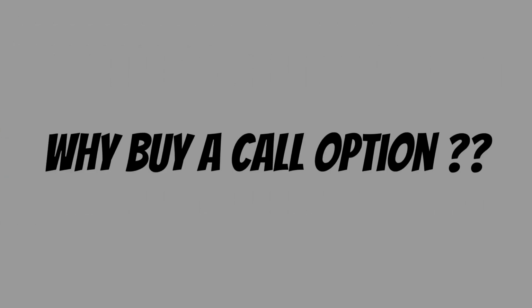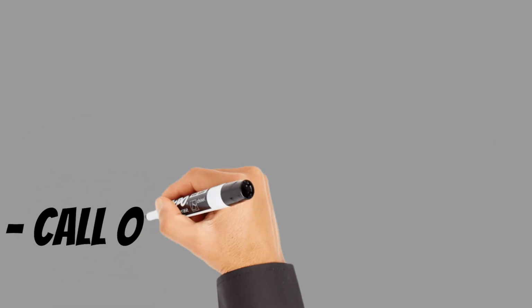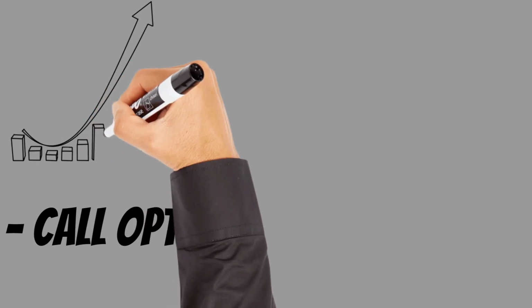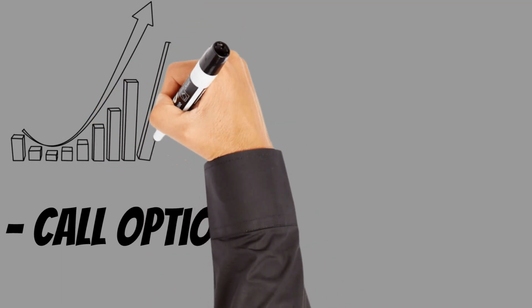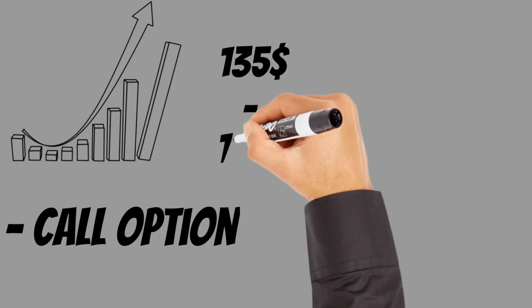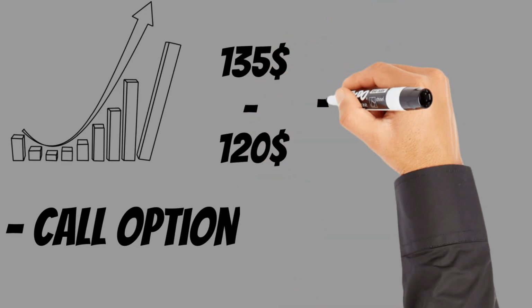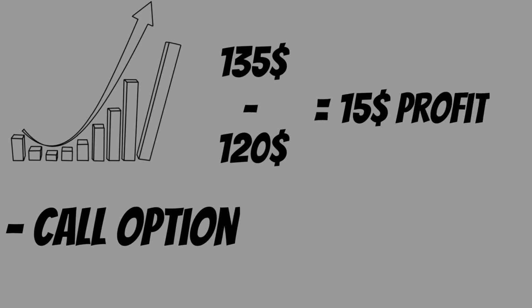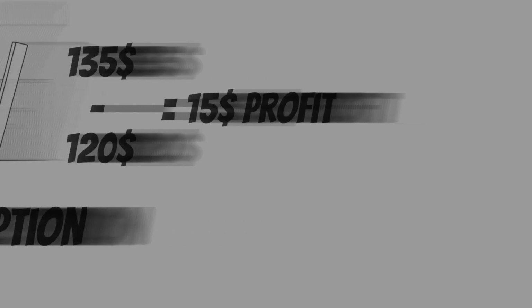Why buy a call option? As you remember, a call option is a type of derivative contract that gives the buyer the right, but not the obligation, to buy an asset at a predetermined price within a specified time period. When you buy a call option, you are essentially betting that the price of the asset will rise above the strike price before the option expires. If the price increases, you can exercise the call option and buy the asset at the predetermined price, allowing you to profit from the price difference.